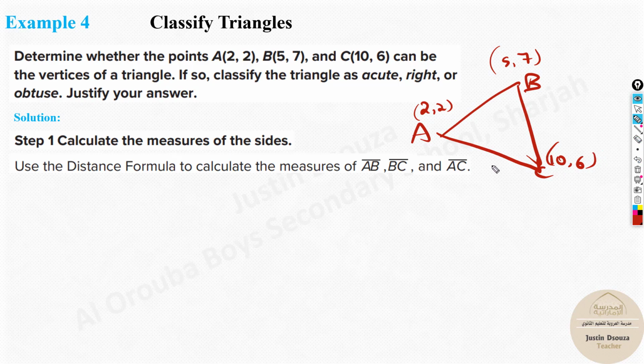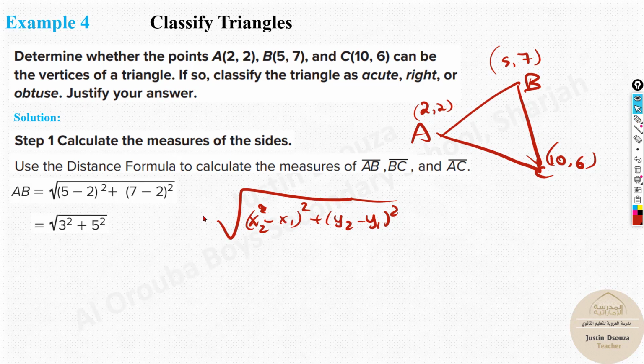Okay, now find the sides. You can find the side AB. How? Distance formula, square root of x2 minus x1 the whole square plus y2 minus y1 the whole square. Okay, so I'm just double checking it. Yes, this is the correct formula. You can use y2 minus y1 first or x2 minus x1. Ultimately, it will be the same answer.